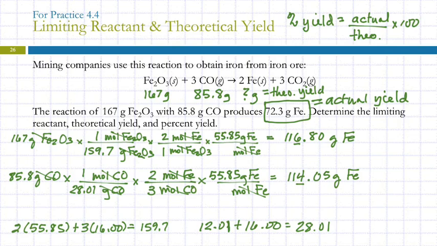Don't add these together, just pick the smaller. Because once I've made 114.05 grams of iron, I've used up all the carbon monoxide and I can't make any more iron. Doesn't matter how much more Fe2O3 is there, the reaction won't happen. So my theoretical yield is the smaller of these numbers. Here they're asking for what is the theoretical yield. So I'm going to take the smaller one, round that to the correct number of significant figures and say this is the theoretical yield.